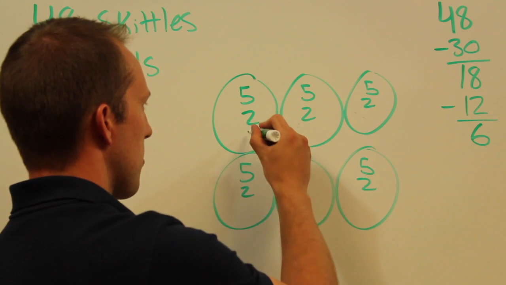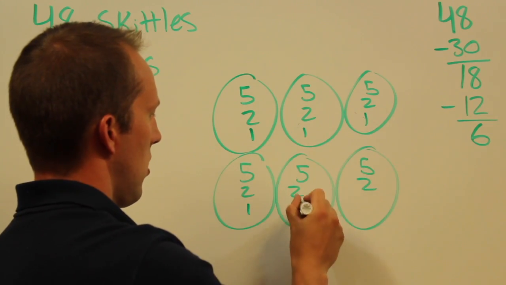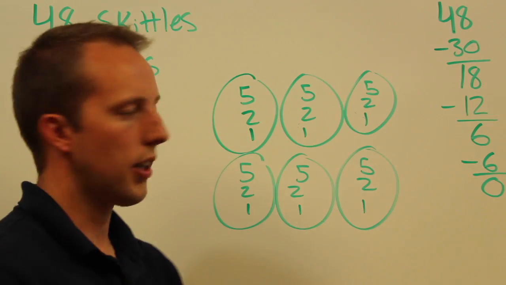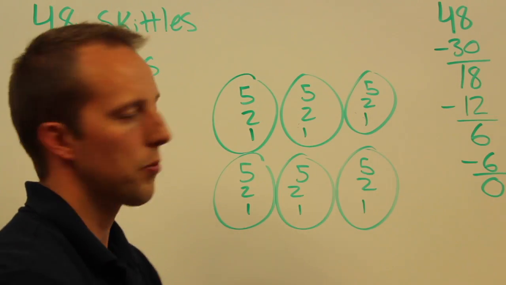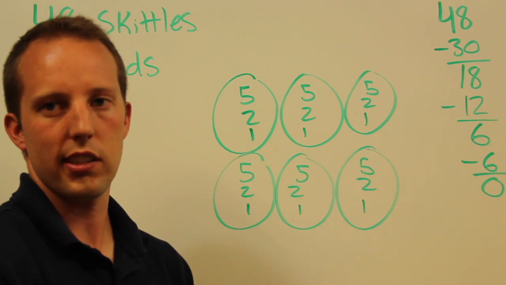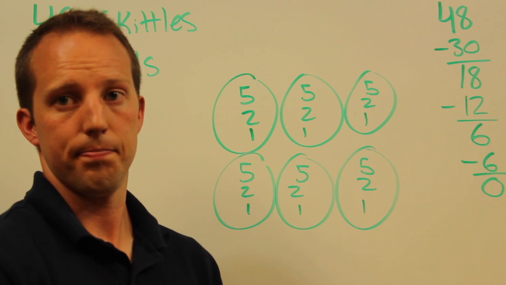So that's easy, each one gets one more. So now I've got no Skittles left, and each kid has ended up with the same amount, which is 5 plus 2 plus 1, 8 Skittles. So each of the 6 kids got 8 Skittles.